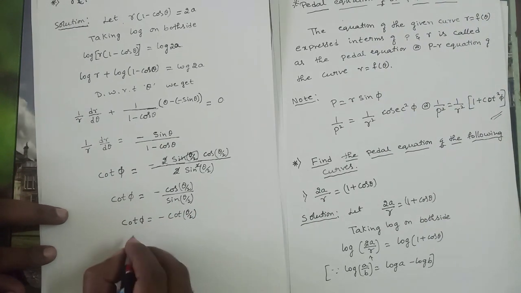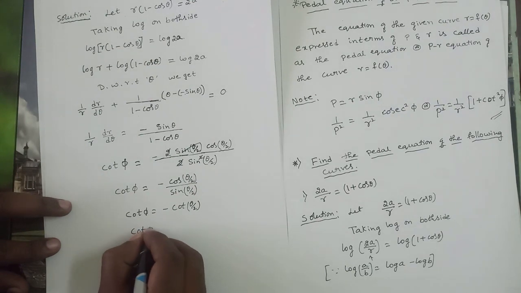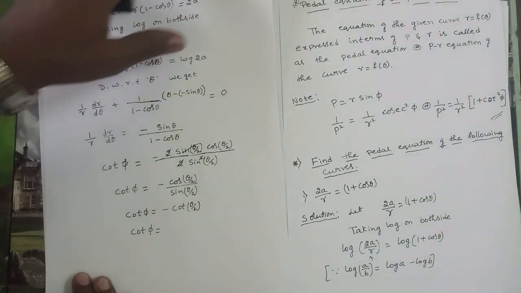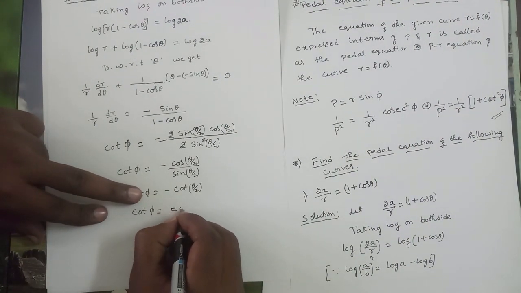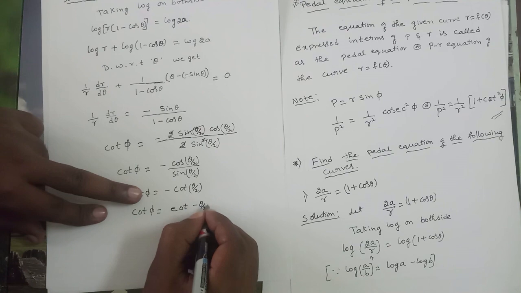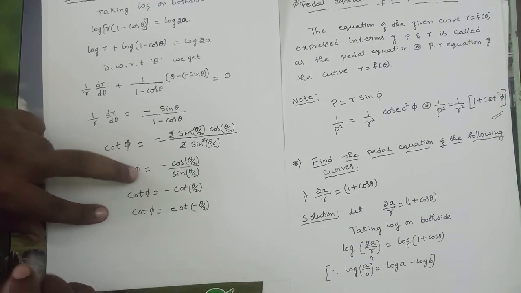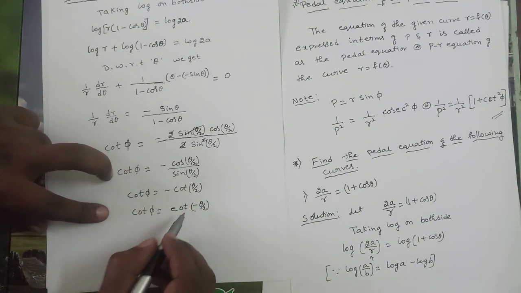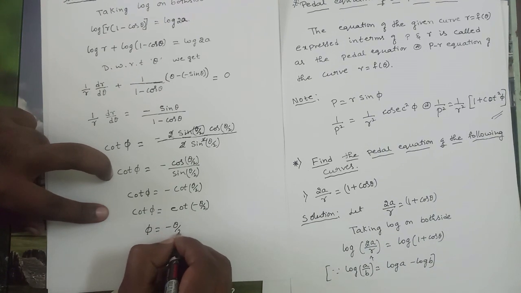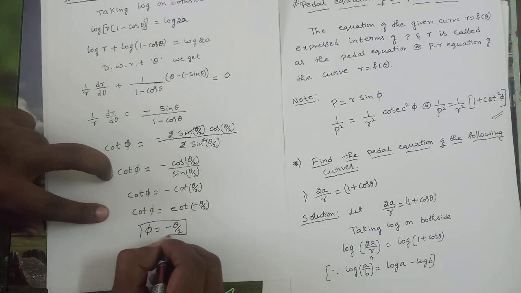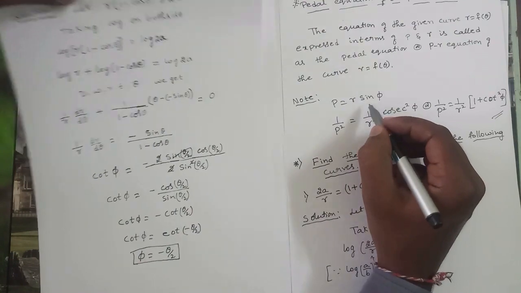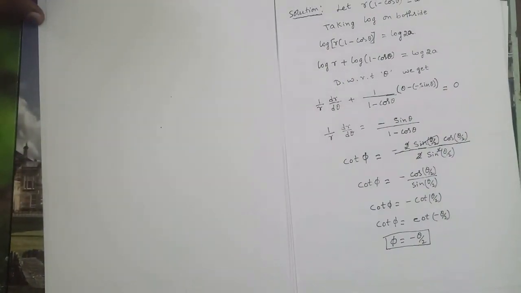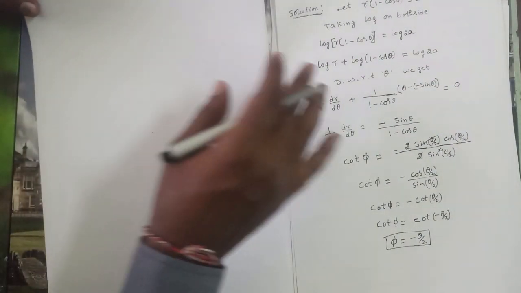So this can be written as cot phi equals cot of minus theta by 2. So cot gets eliminated, and phi is equal to minus theta by 2. Now we have to consider p is equal to r sin phi here. So what do you get here?